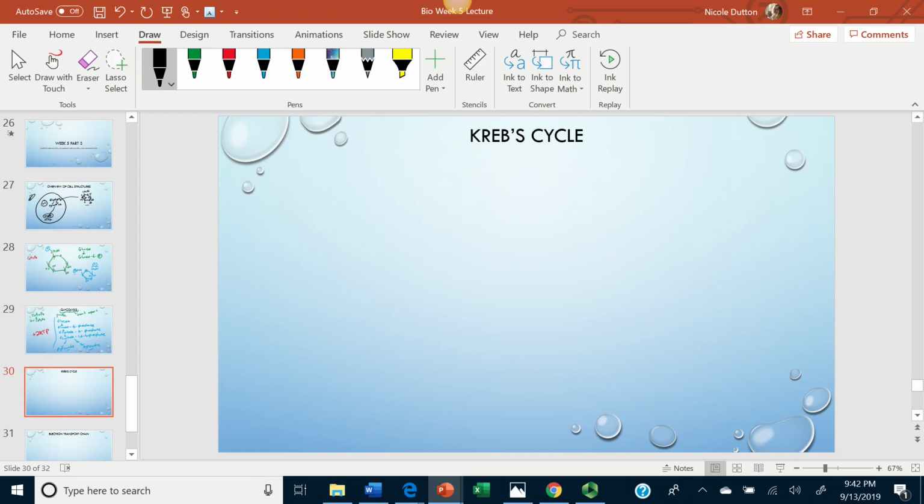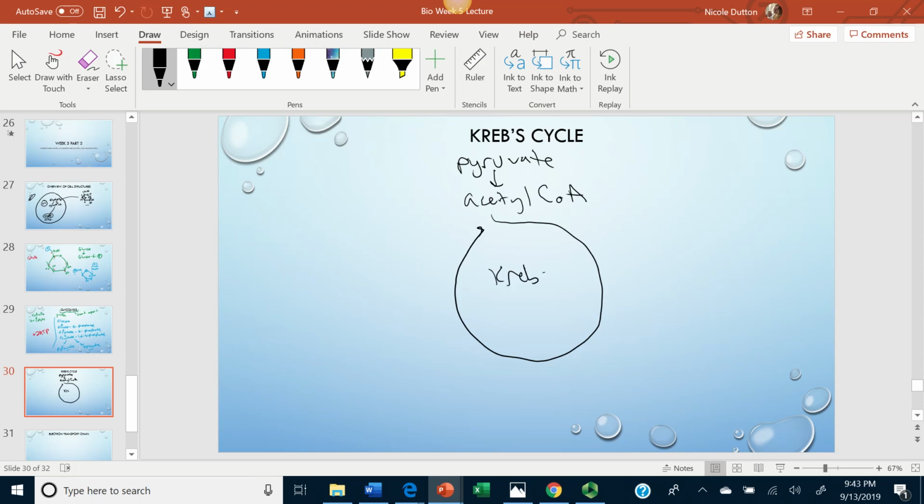With the Krebs cycle, we start with pyruvate. Pyruvate gets converted to acetyl, which is transported by coenzyme A, so we call it acetyl-CoA. And that enters into the Krebs cycle. And we call it the Krebs cycle because as long as we are pumping in pyruvate, this thing's going to continuously go.